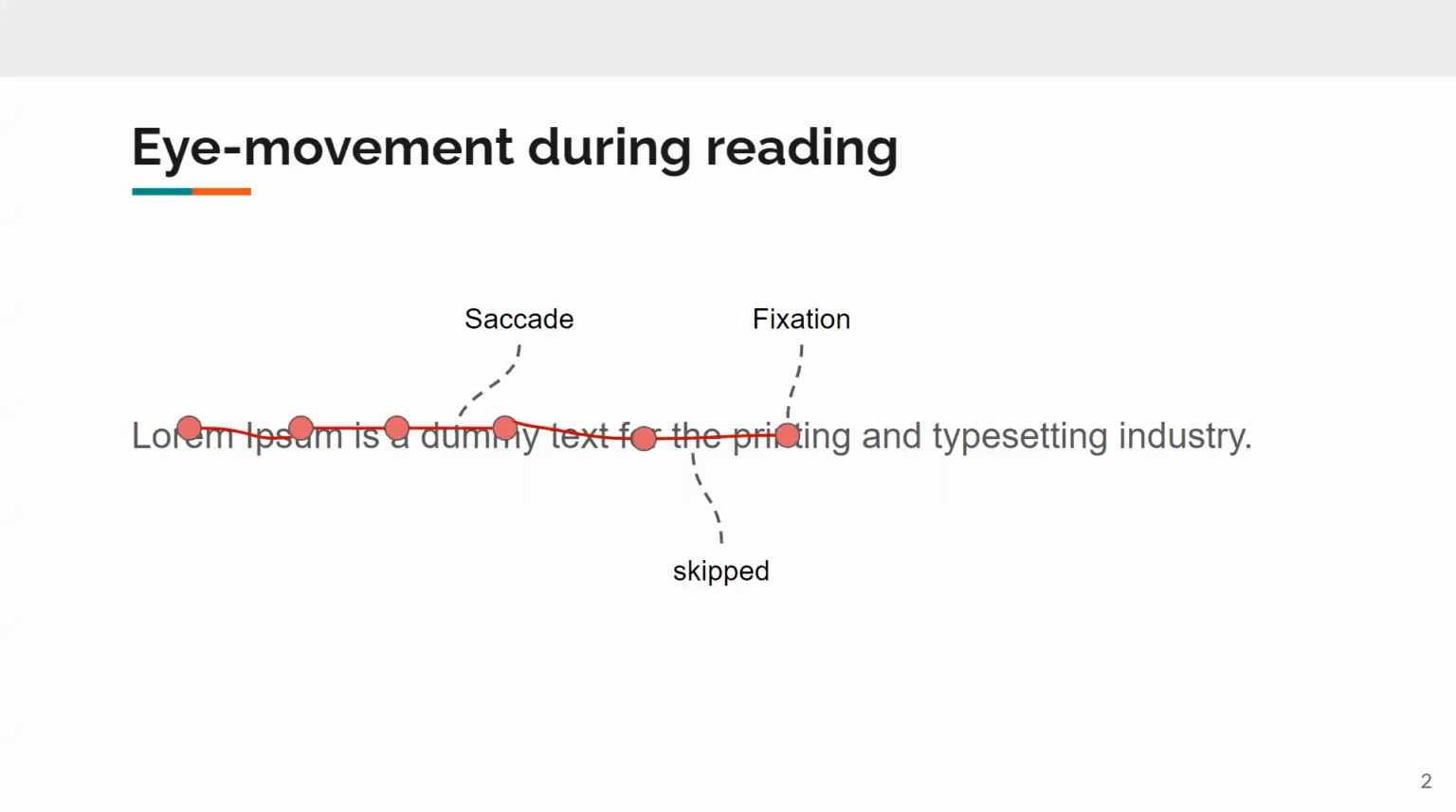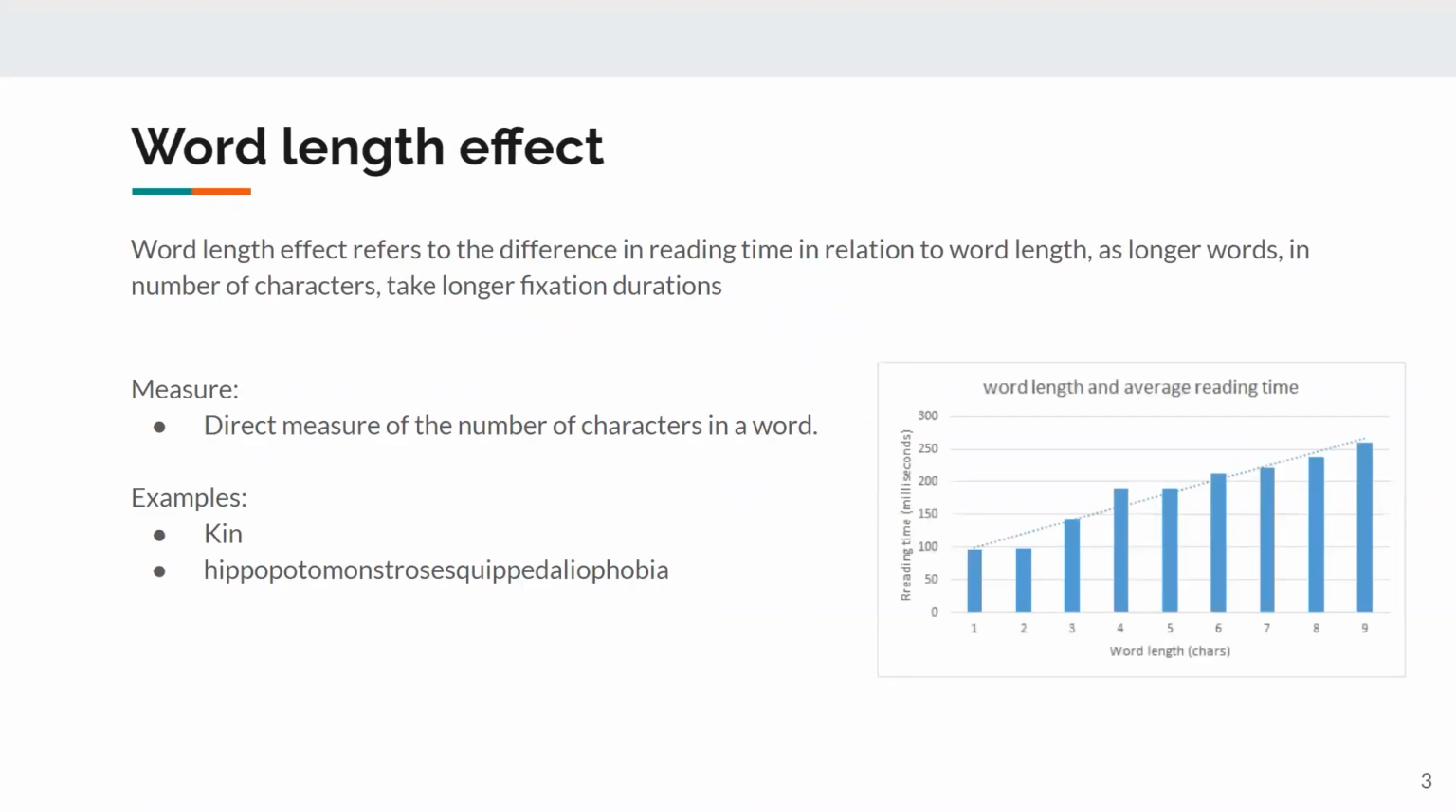Starting with a quick background on eye movement during reading, fixations are periods of time where the eye stays stationary over a word or a token, and saccades are jumps between fixations. The word length effect refers to the difference in reading time in relation to word length, as long words in number of characters take longer fixation durations.